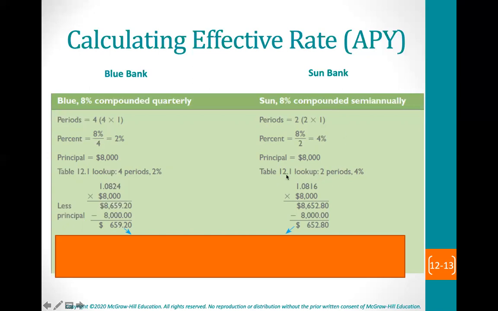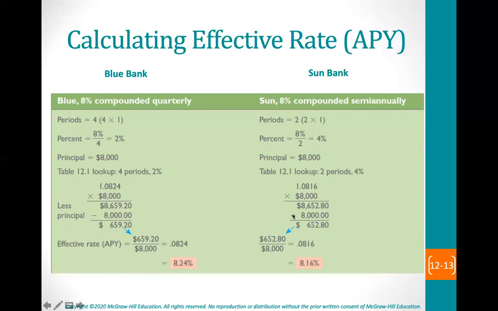For Sun, we go to the table lookup. We look up 2 periods for 4%. We get 1.0816. That times our $8,000 principal gives us a total of $8,652.80. That minus our principal of $8,000 says that we're going to have earned $652.80 in interest.